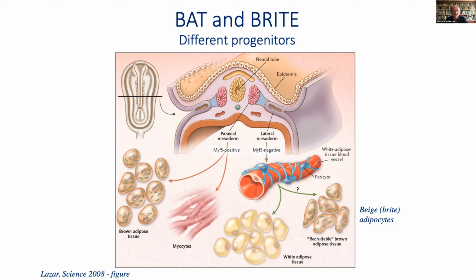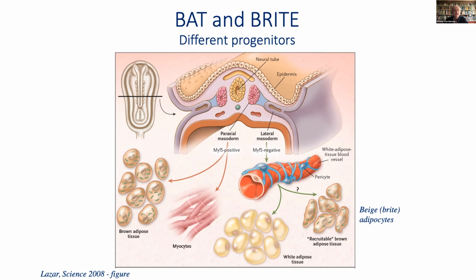They are different lineages. That is very interesting to see, but you do see on the right side in this picture the so-called recruitable brown adipose tissue. We also call them beige adipocytes. They are more closely linked to white adipose tissue, but have the same characteristics to a large extent as brown adipose tissue has.